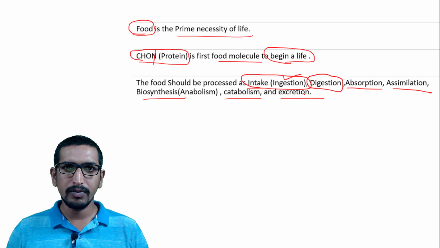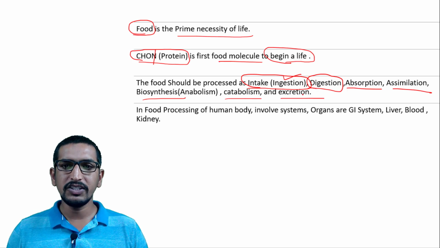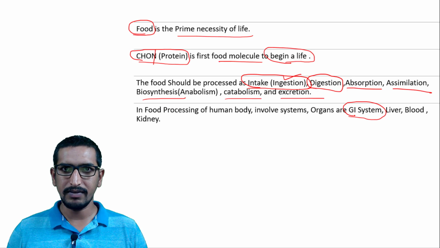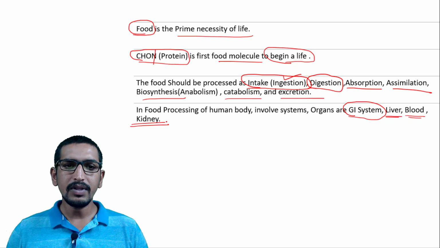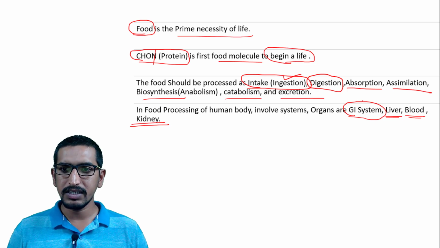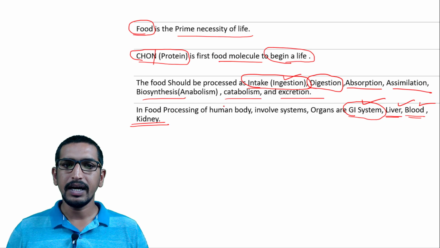In this total food process, a few organs are involved in breaking the food and in absorption, assimilation and excretion. Majorly the GI system is the main organ involved in processing food, and next are the liver, the blood and the kidney. Just remember these few organs directly involved in processing food: GI system, liver, blood and kidney.